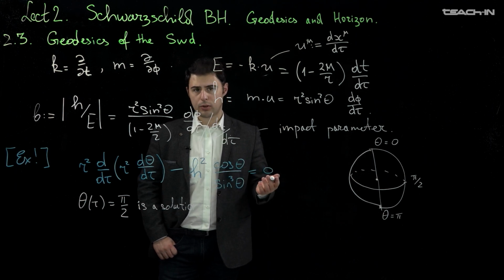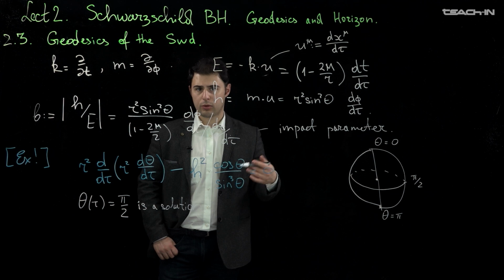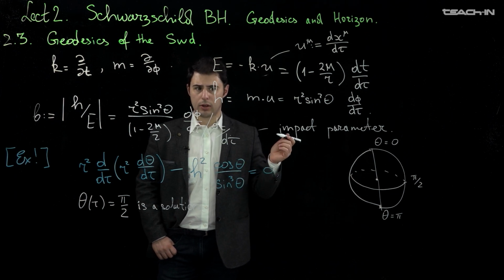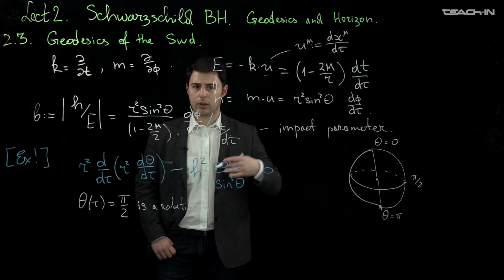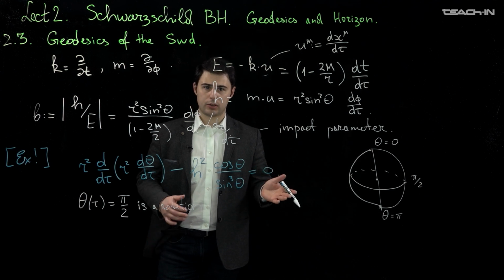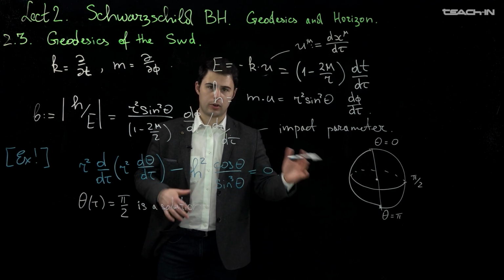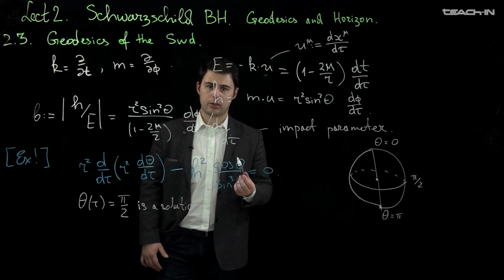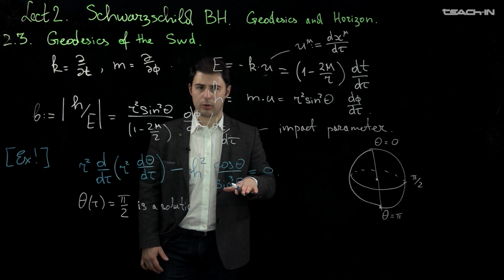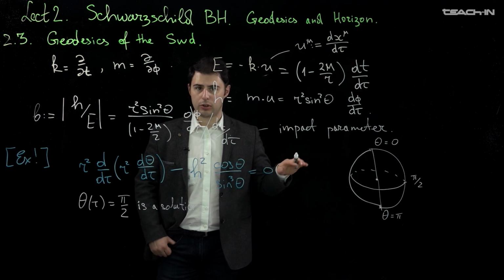So therefore we will always assume that a radially infalling particle is moving in the equatorial plane. If it's not, we can just reintroduce the spherical coordinates such that the axis of rotation is orthogonal to the plane in which the particle moves.